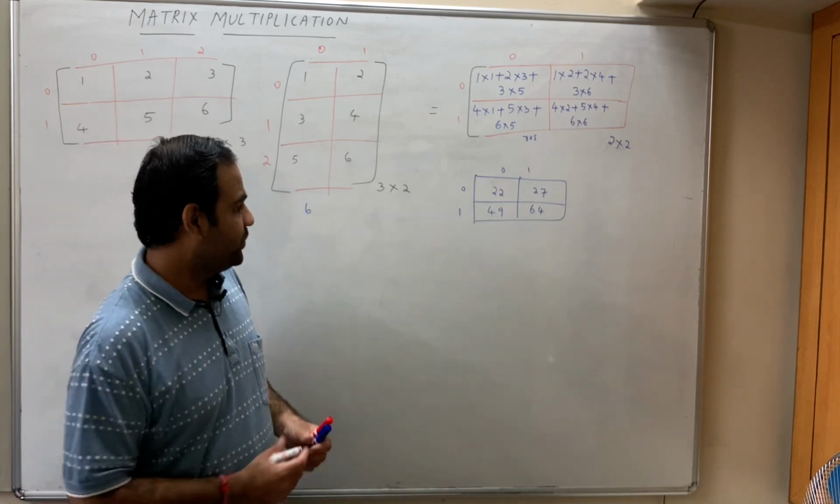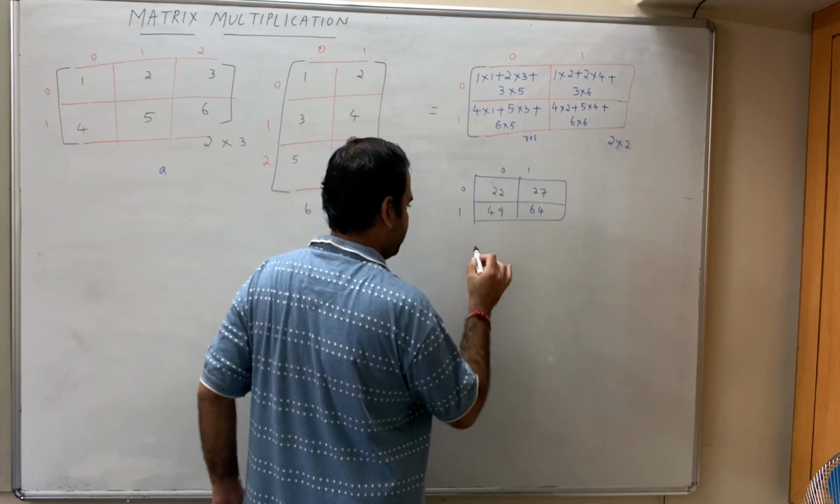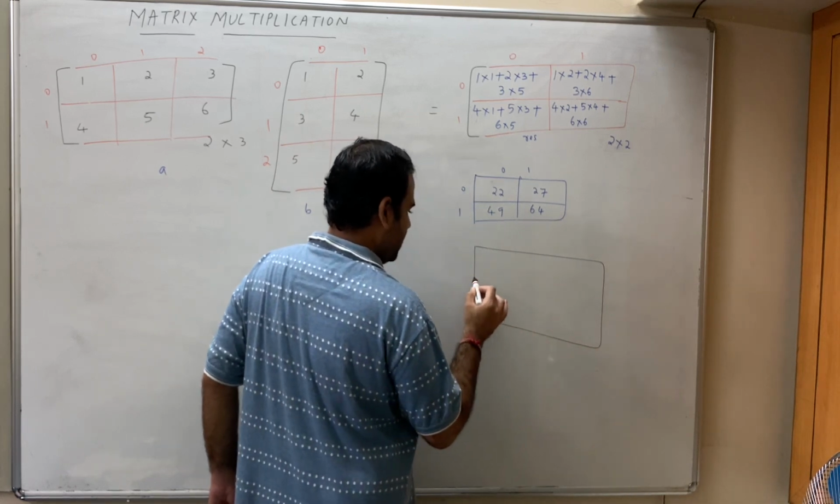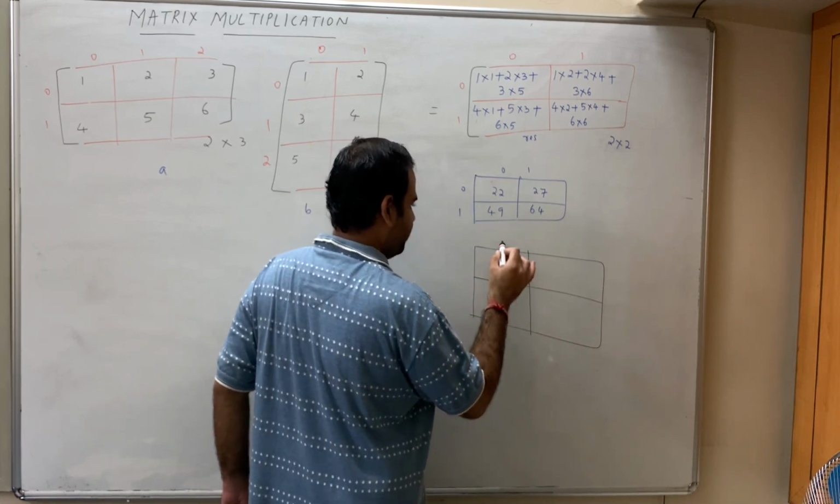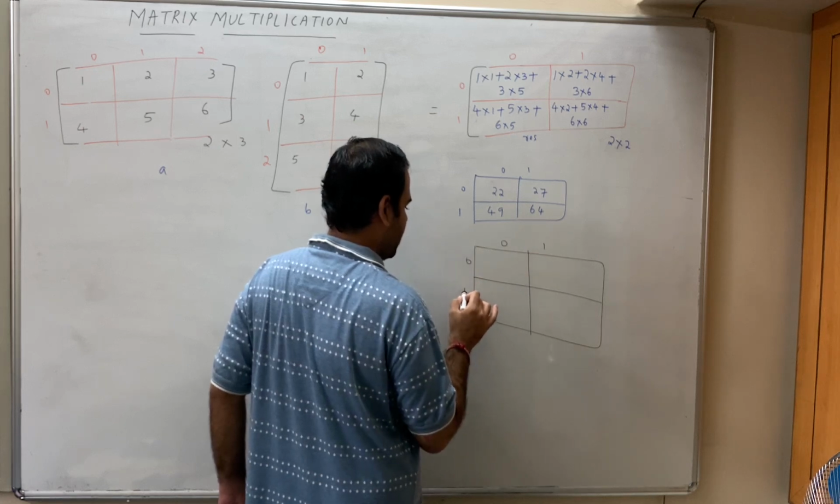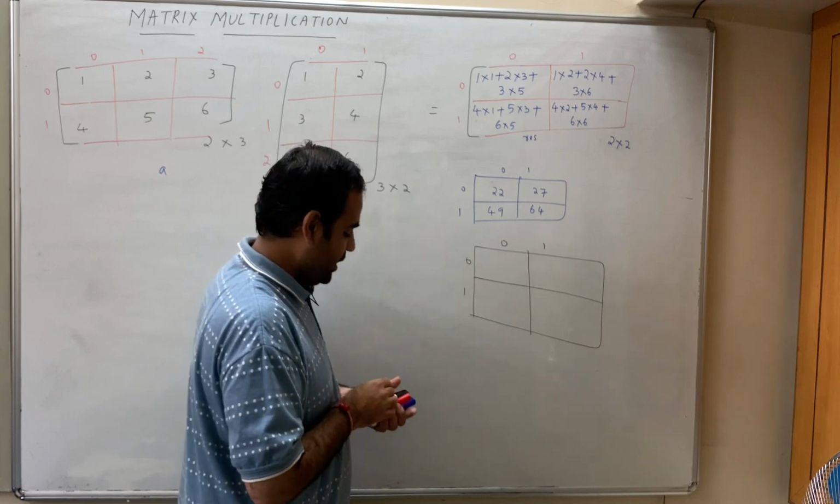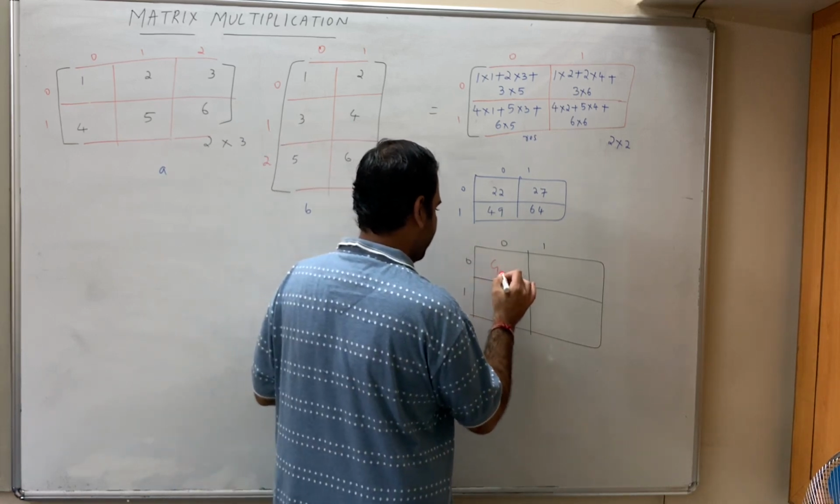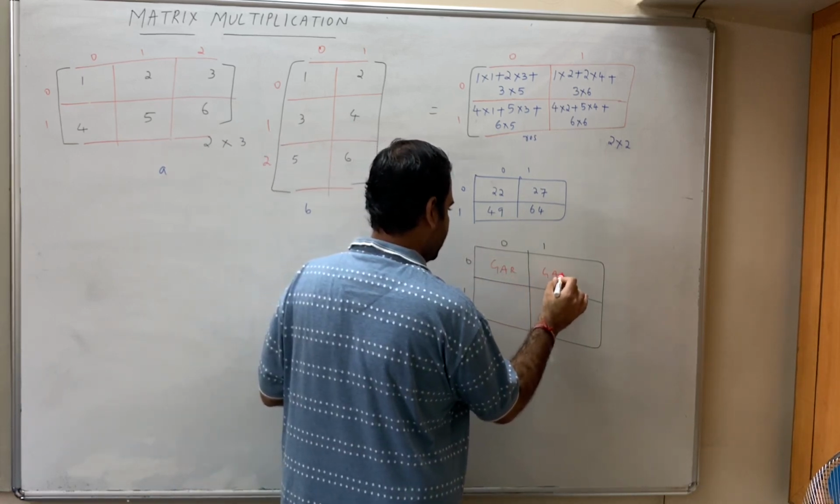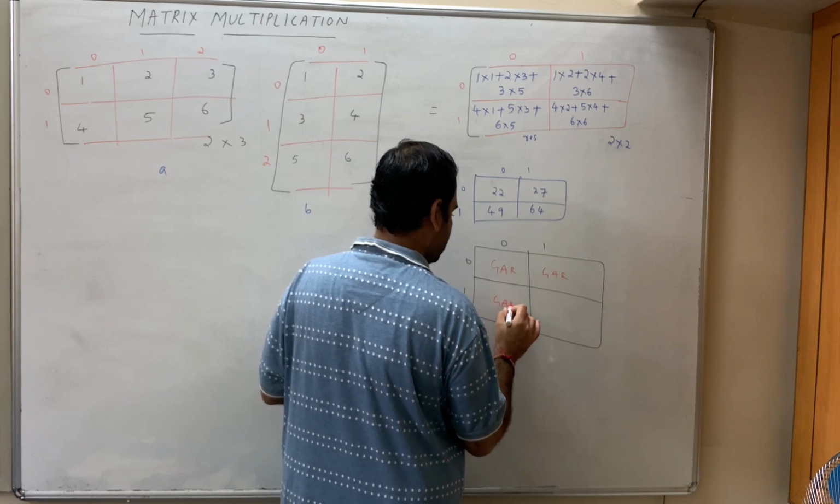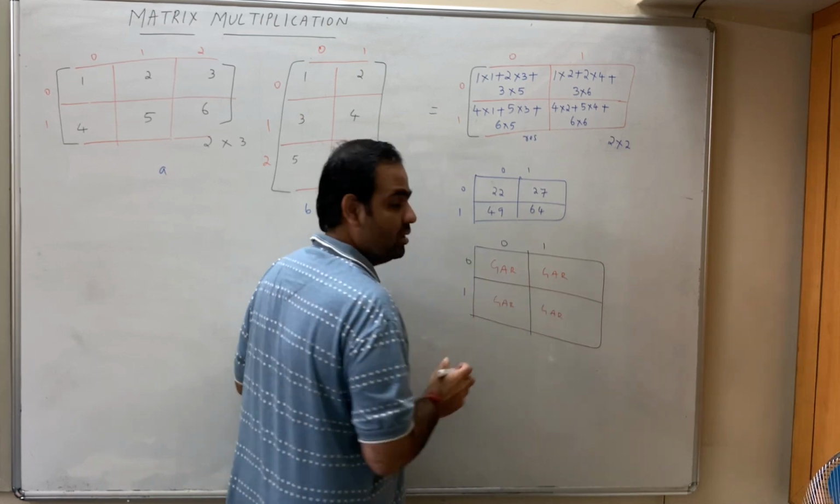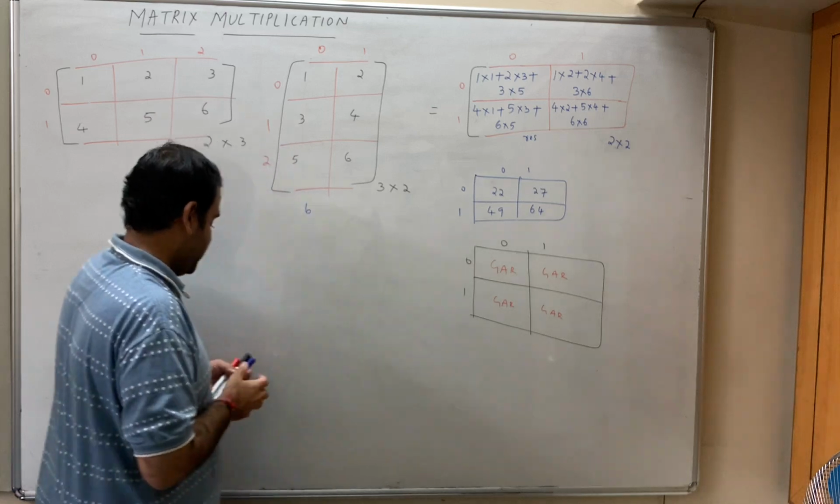Initially we take the resultant matrix. Suppose this is the resultant matrix initially, and what should be the content of the resultant matrix? It's garbage, garbage, garbage and garbage, because we did not initialize anything. Each and every element will have garbage.